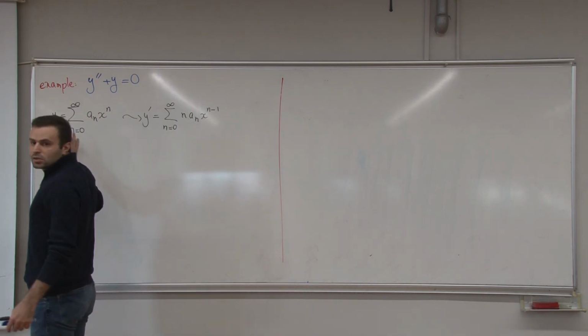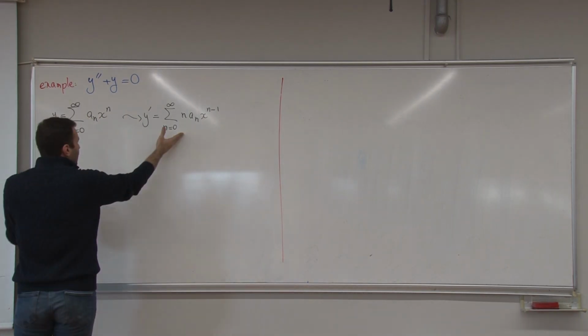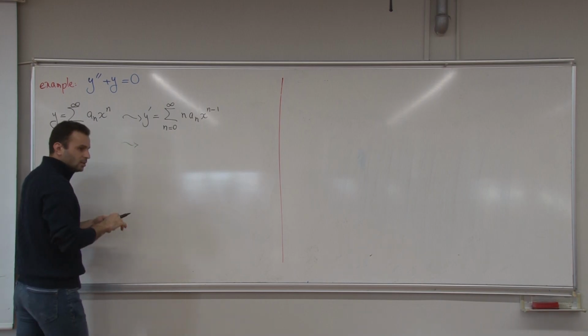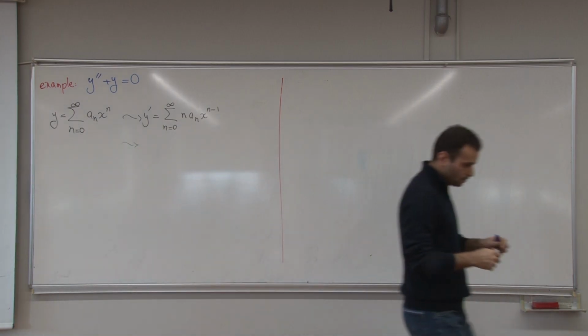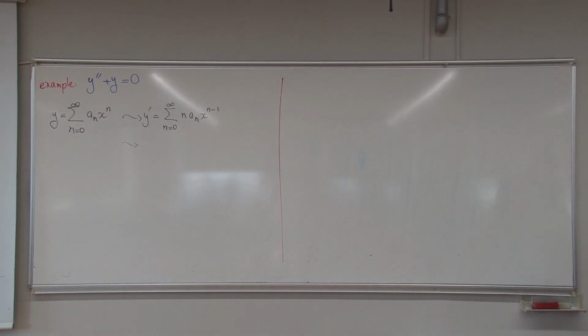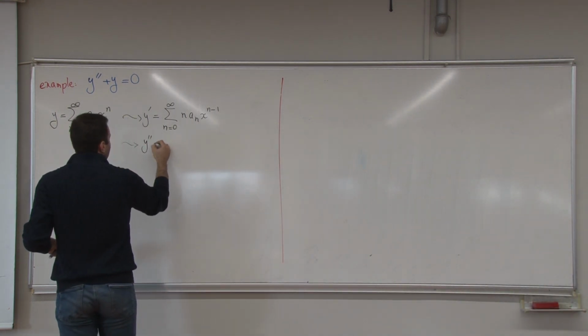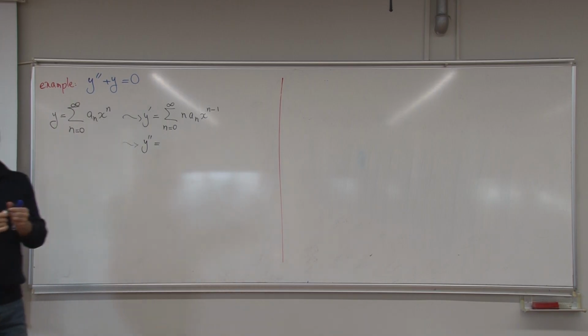If we assume our solution is in this form, and our first derivative is like this, what is our second derivative?